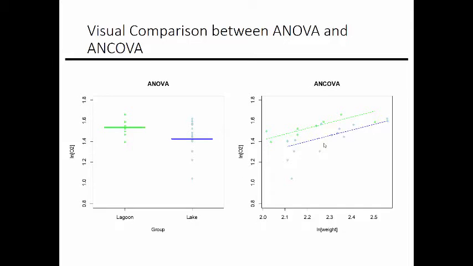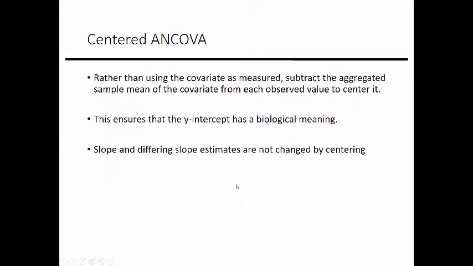ANCOVA is there to account for a covariate so that you can increase your precision to be able to find differences between groups that would not normally be found by using just a traditional ANOVA. Okay, now I'm just going to touch on centered ANOVAs.